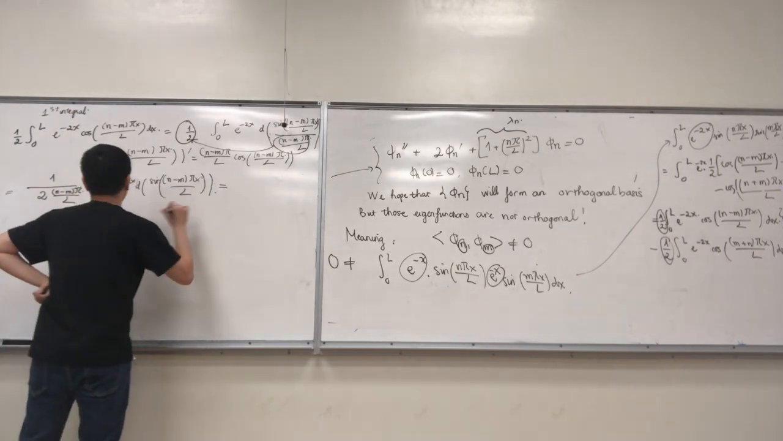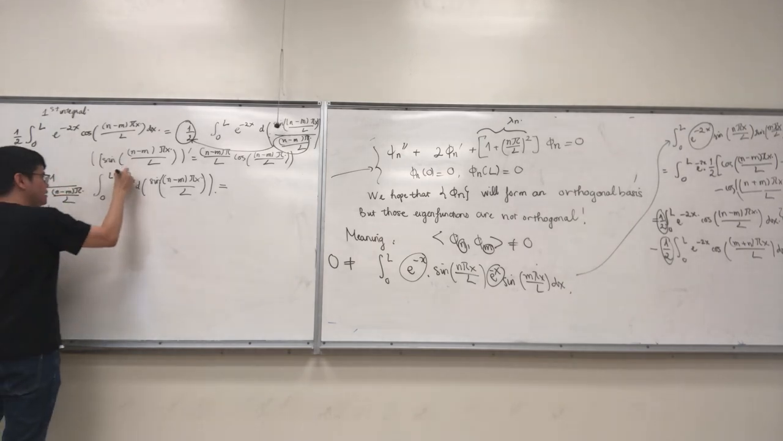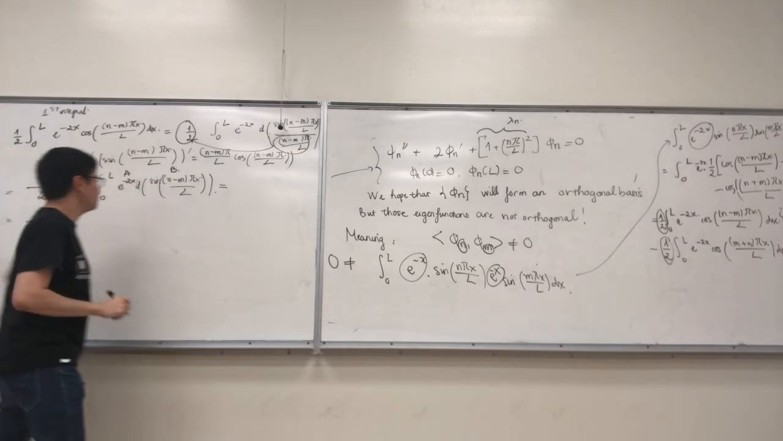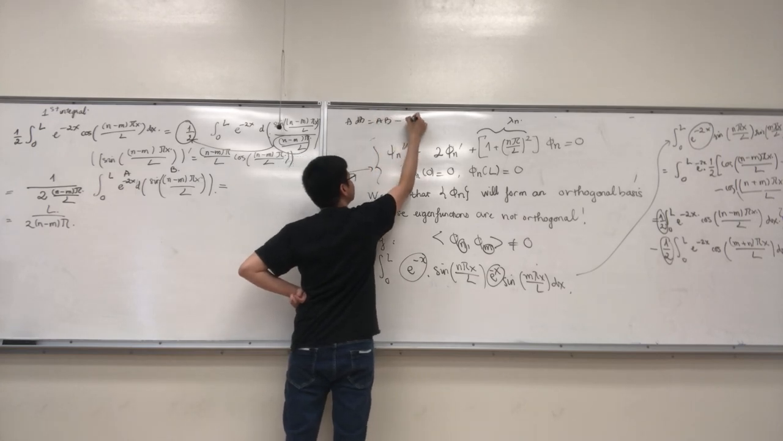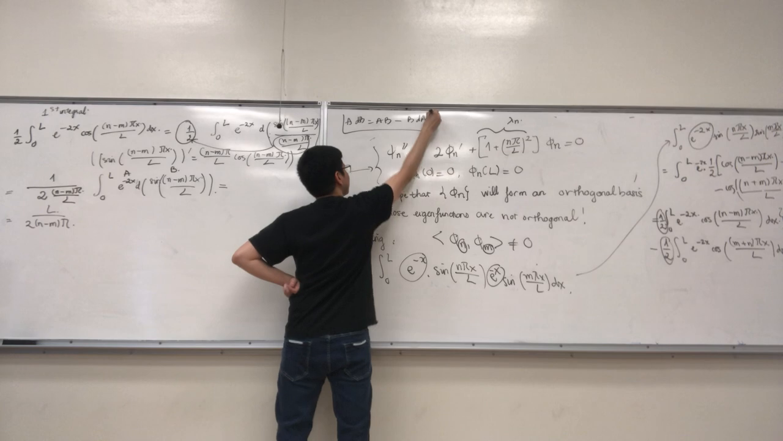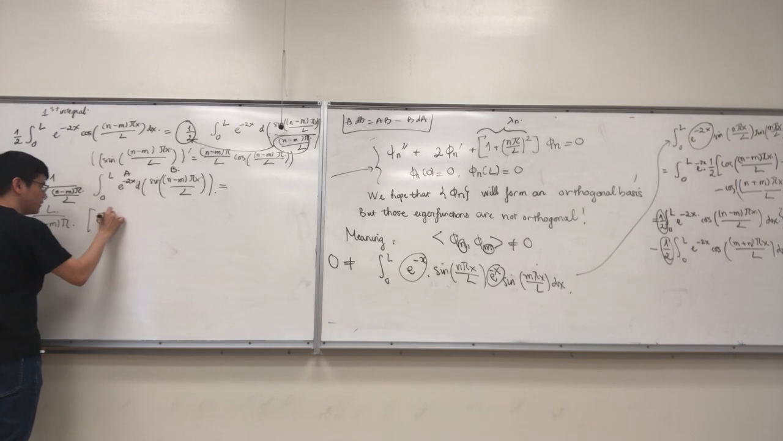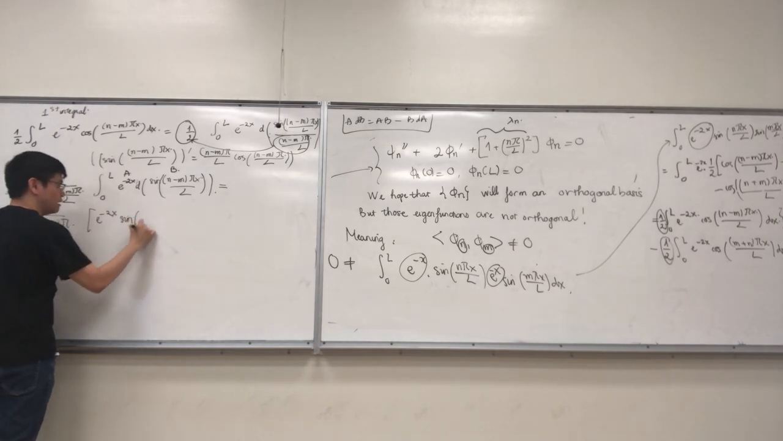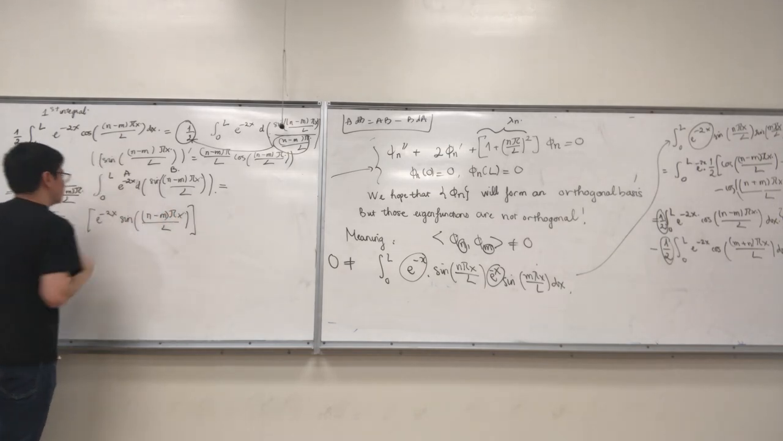So this constant will be L over 2(n minus m) pi. Right? Because you divide 1 by something divided by L, so I'm going to put L up. So here I have A and I have dB, right? So the formula that we have is A dB is AB minus B dA. So I'm going to use integration by parts, all right? So this is going to give me e to the power minus 2x sine of (n minus m) pi x over L, from 0 to L.